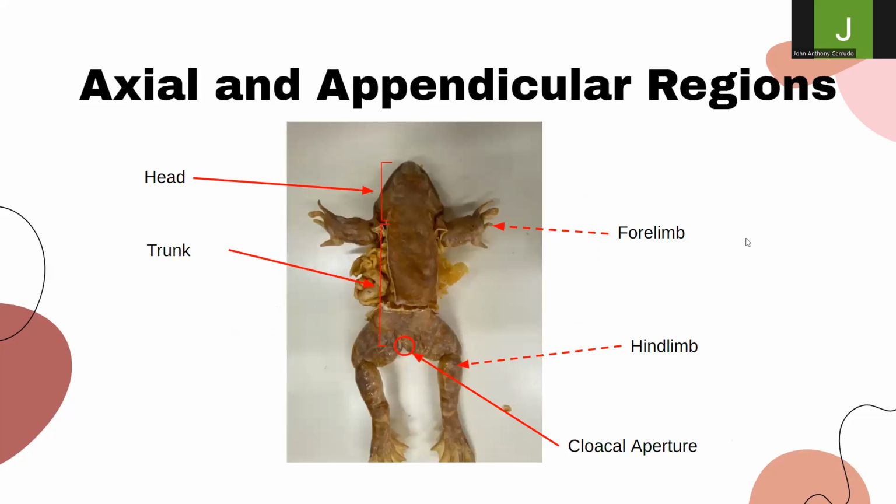Next, the frog can be separated into two regions, the axial and the appendicular regions. The axial region consists of the head and the trunk, while the appendicular region consists of the forelimbs or the anterior pair and the hind limbs or the posterior pair. We can also see the cloacal aperture of the frog.